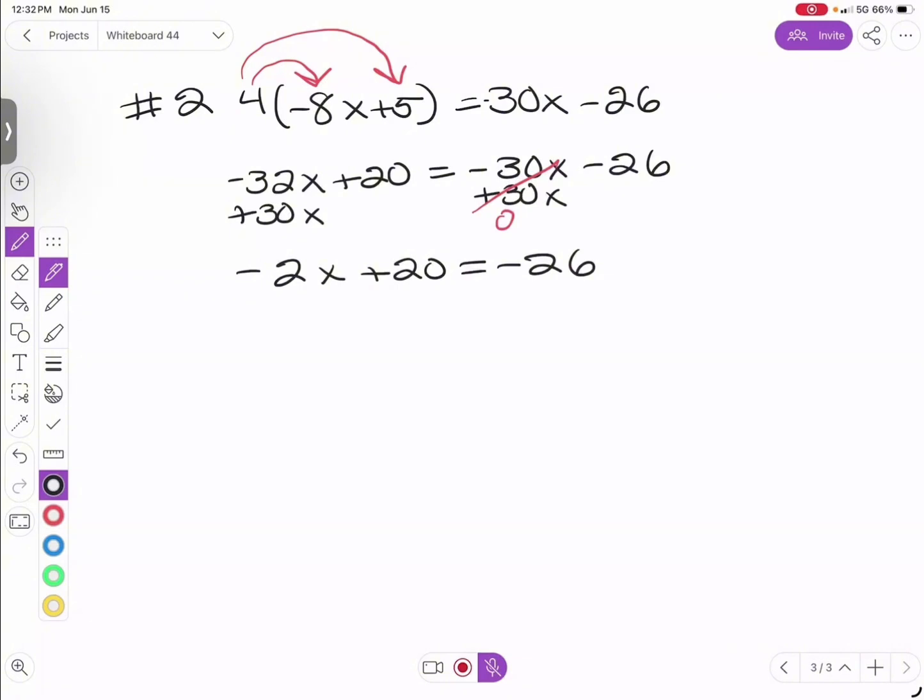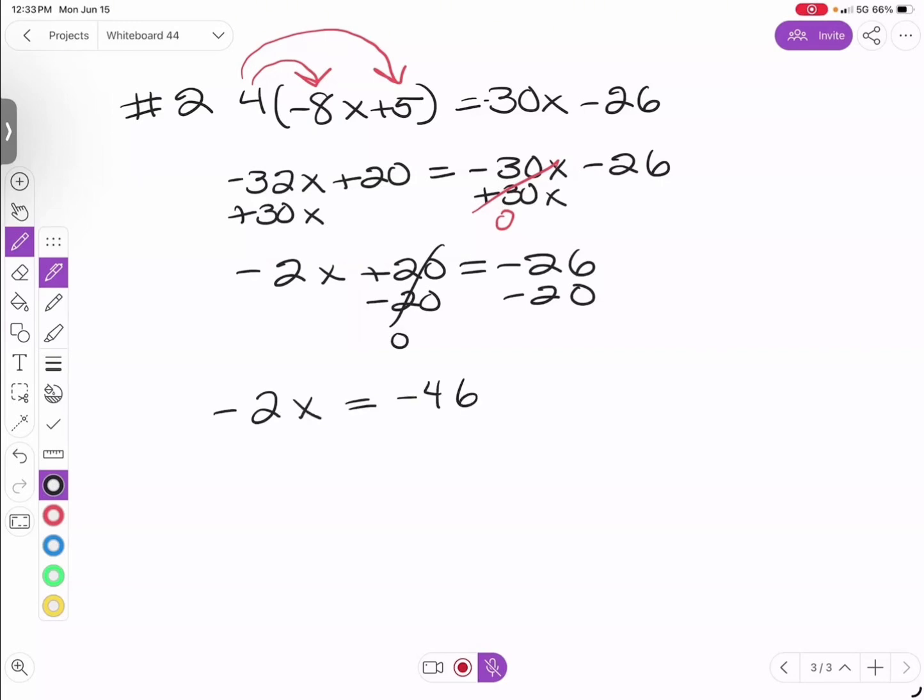Let me know if you have a question. Do you know what to do after this? I need to combine like terms, right? So I need to get that 20 to the other side. So I subtract 20 from both sides. And again, I get 0 here. So I get negative 2x equals negative 46.